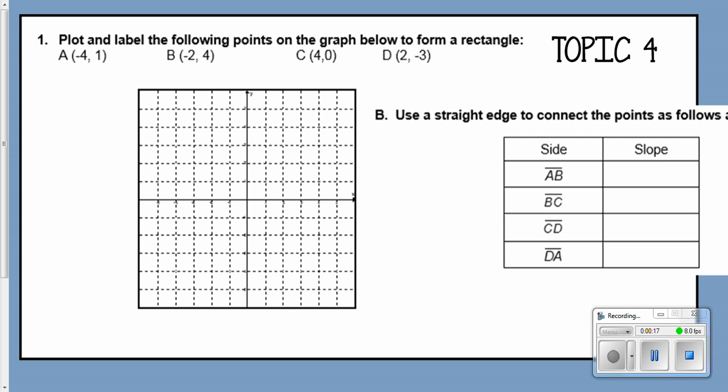So the first thing it asks you to do is plot these points and make it into a rectangle. A is negative 4, 1. B is negative 2, 4. C is 4, 0. As usual, ignore my poor, horrible board here. D is 2, negative 3. And then we connect, which I'm sure is not going to be pretty because my board is so off.